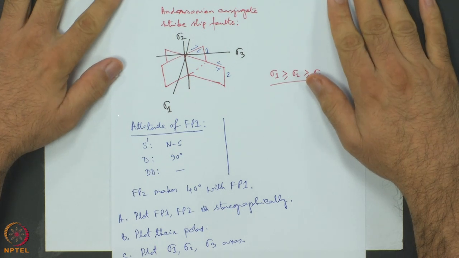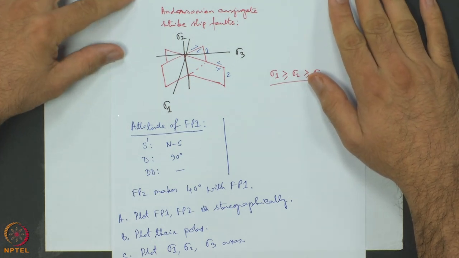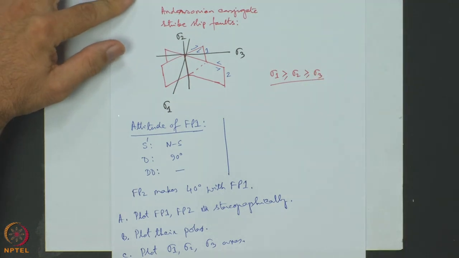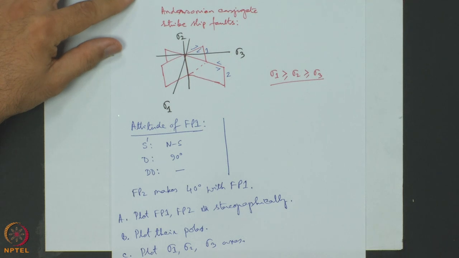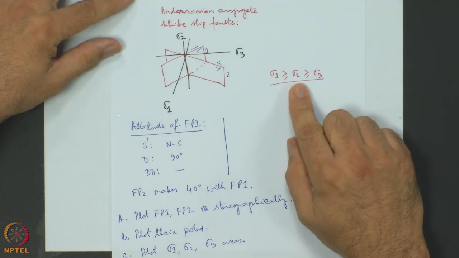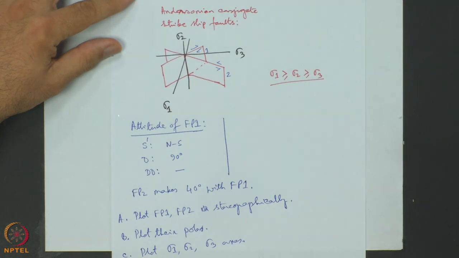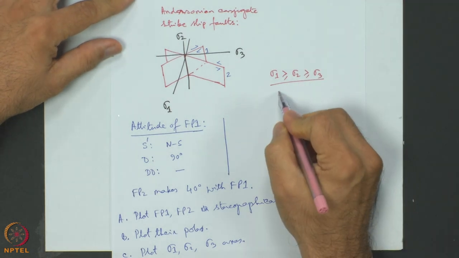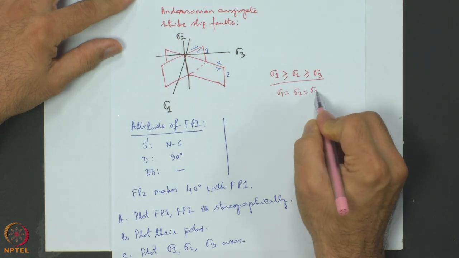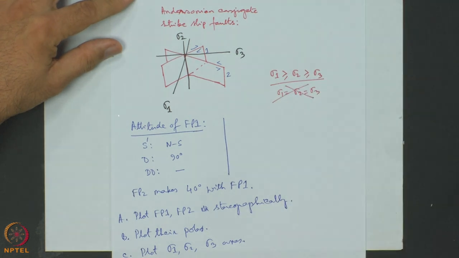In this class, we are going to see how to plot Andersonian conjugate strike-slip faults in StereoNet and to find out the principal stress axes sigma 1, sigma 2 and sigma 3. We are considering sigma 1 ≥ sigma 2 ≥ sigma 3, and we are ignoring the one very special case, sigma 1 = sigma 2 = sigma 3. This is being negated. On the green board, I have already explained the conjugate strike-slip faults, and here the actual StereoNet plotting will be done.